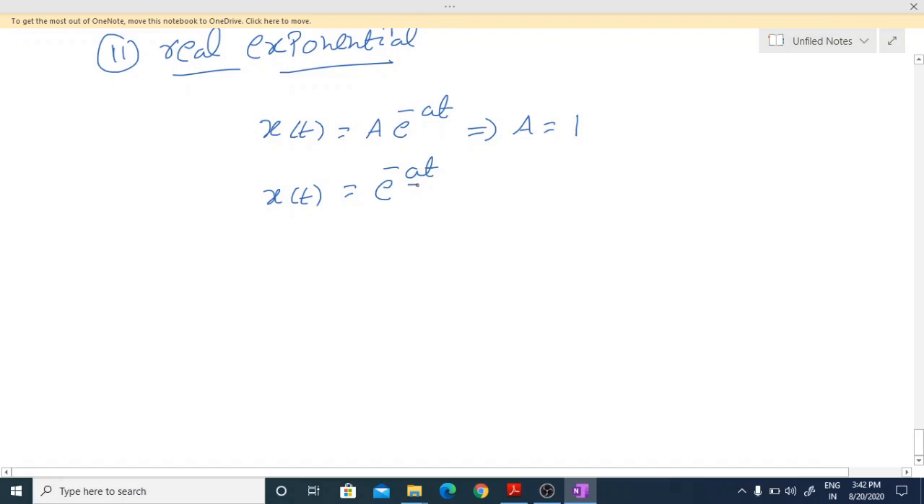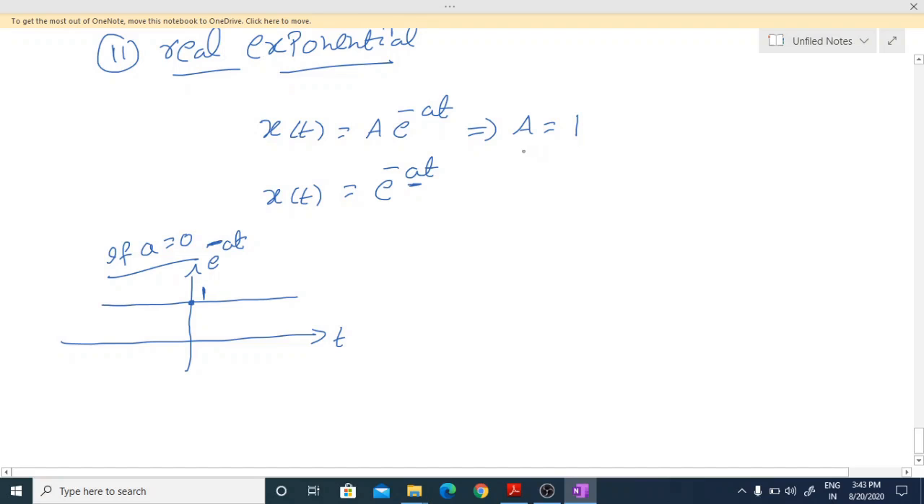Depending upon the small a value, the corresponding signal will change slightly. If small a is equal to 0, then we can generate the DC signal with the amplitude A. Here I consider A equal to 1, so the corresponding DC signal amplitude is equal to 1.